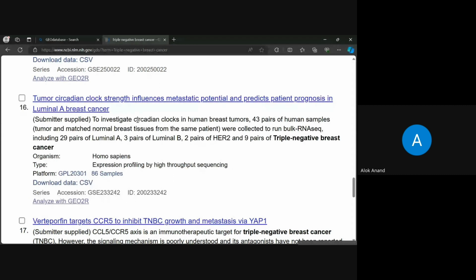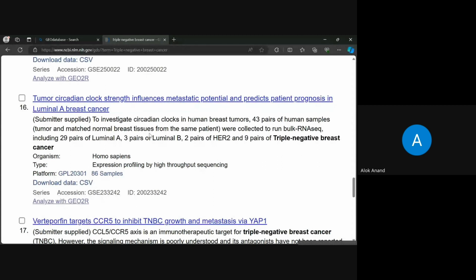To investigate circadian clocks, for those who do not understand what circadian clocks are, the sleep and wake cycle is known as the circadian rhythm. So to investigate circadian clocks in human breast tumor, nice study, 43 pairs of human samples, tumor and matched normal breast tissue. Matched normal breast tissue means basically we are given a breast cancer patient.